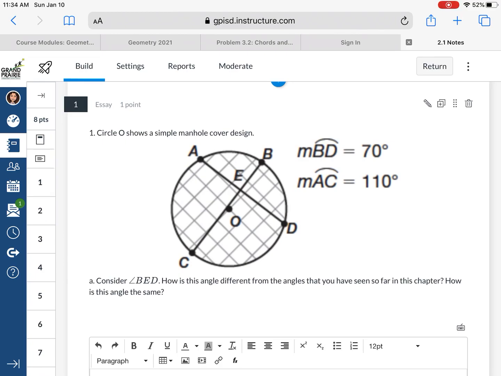Consider angle BED. How is this angle different from the angles that you have seen so far in this chapter, and how is this angle the same? So go ahead and pause the video and just ponder. Maybe you can go back to your notes to see what you see that is different or similar to this angle BED.